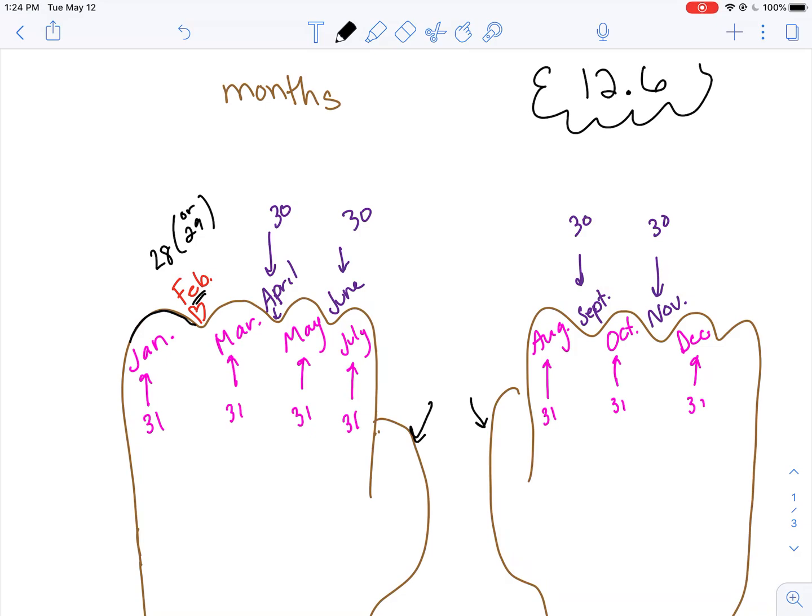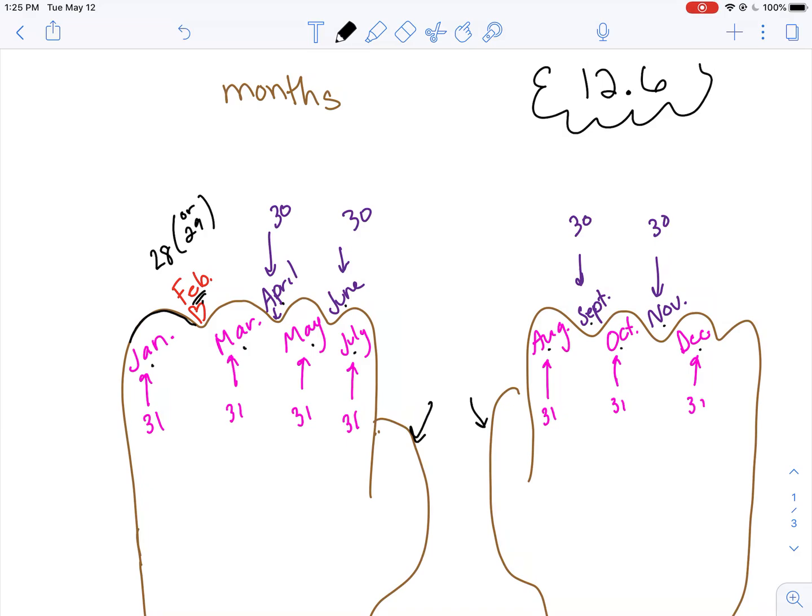So if you have your two hands up and match this picture, you will know how many days are in each month, assuming you know the months in order. Okay, so if you don't know the months in order, you should learn that song. January, February, March, and April, May, June, and July, August, September, October, November, December. These are the months of the year.